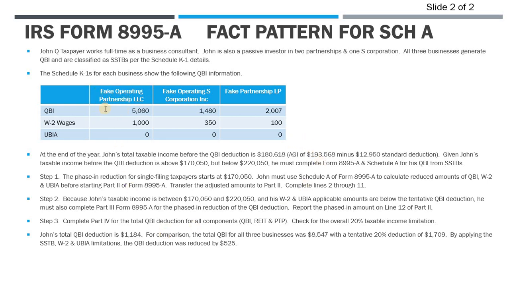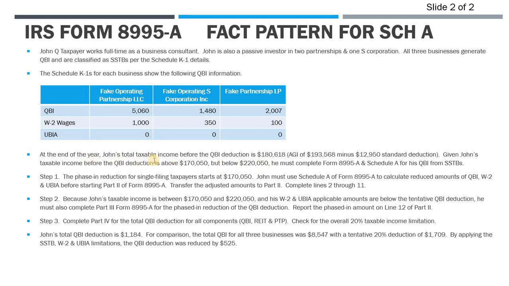So he's got this first investment, a fake operating partnership: QBI 5,060, W-2 wage allocation of 1,000, and UBIA 0. Then a fake operating S corporation, and another fake partnership LP investment. And so he's going to need to use all of these figures to complete the 8995A and the Schedule A.